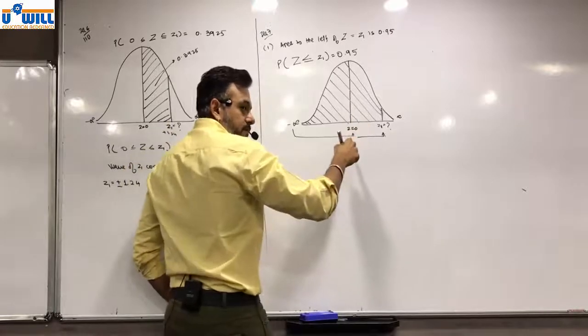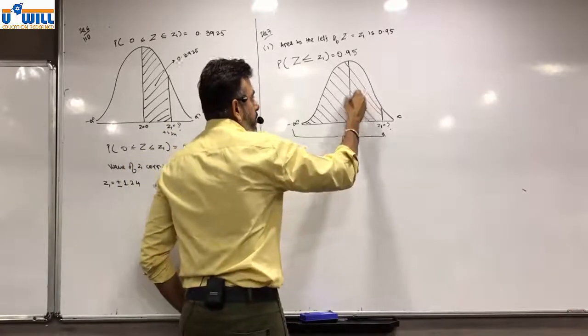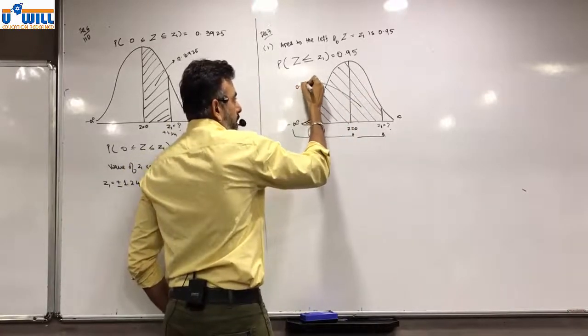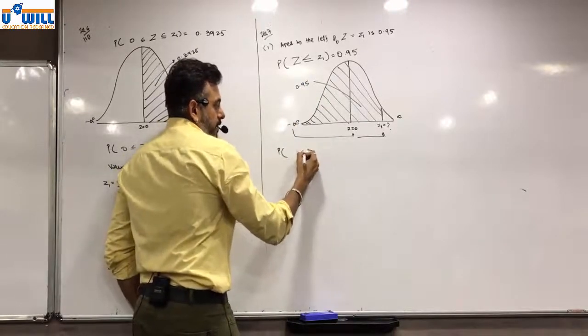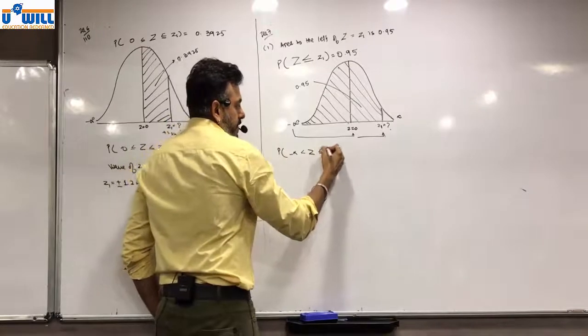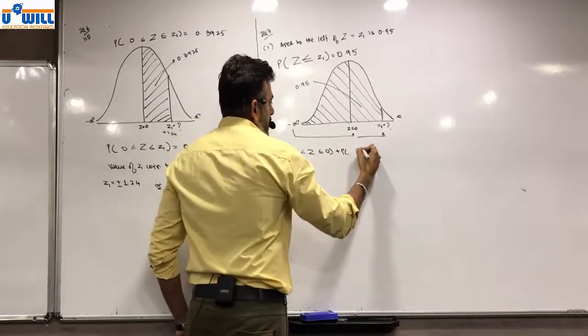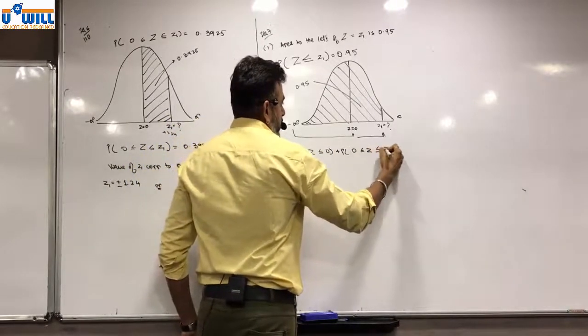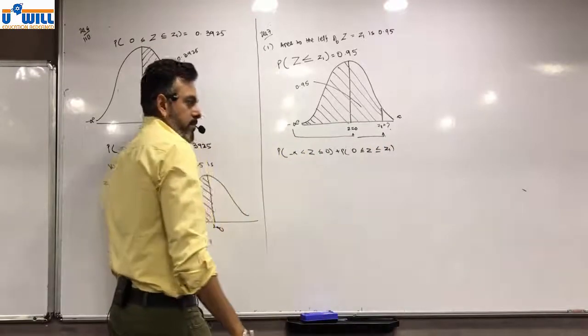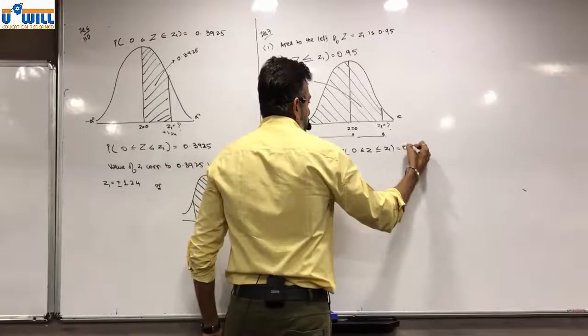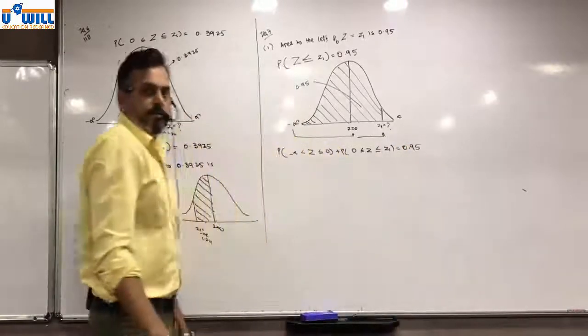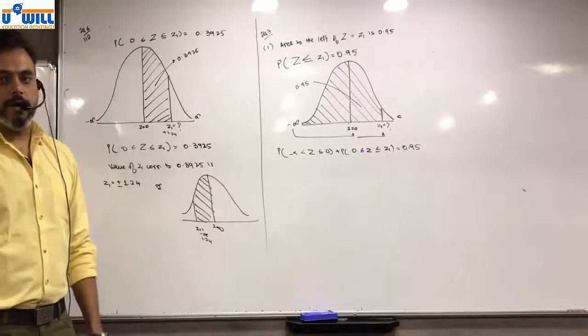Now what is this? This equation is complete area 0.95. So probability of z greater than minus infinity less than equal to 0 plus probability of z greater than equal to 0 less than equal to z1 is equal to 0.95.